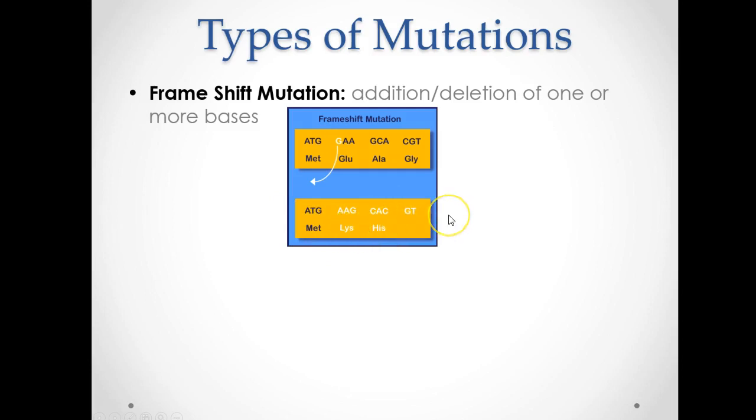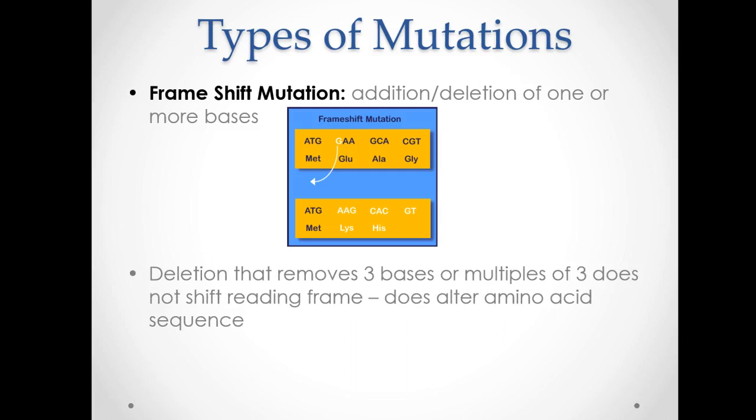So every other amino acid throughout the entire rest of this protein is going to be wrong. So again, a major consequence, even though we're just adding or taking away one base, it has a huge consequence on the production of that amino acid. The only way you can sort of mitigate that is if you have a deletion that actually removes 3 bases or multiples of 3. In that case, you wouldn't be shifting the read frame anymore.